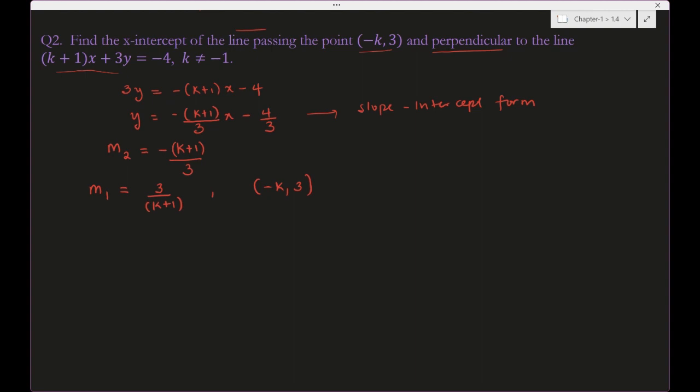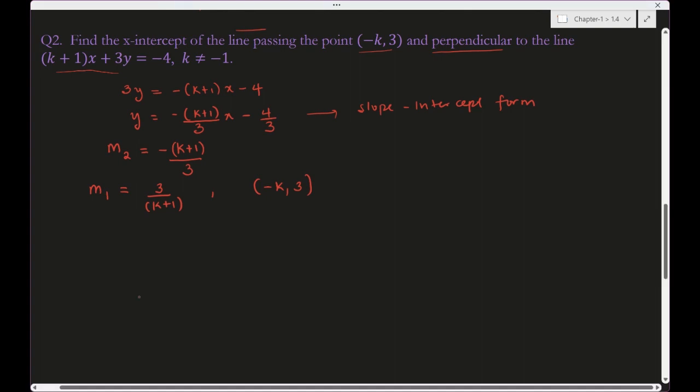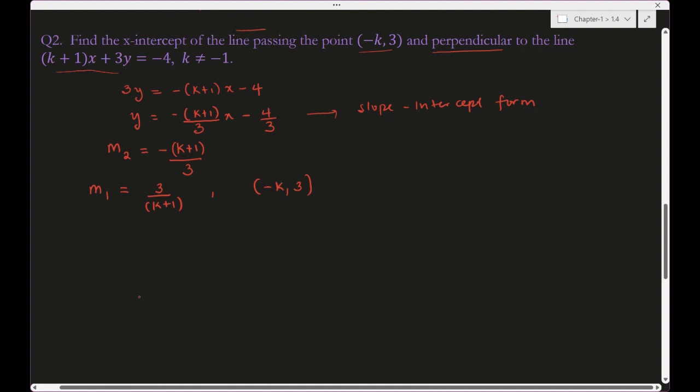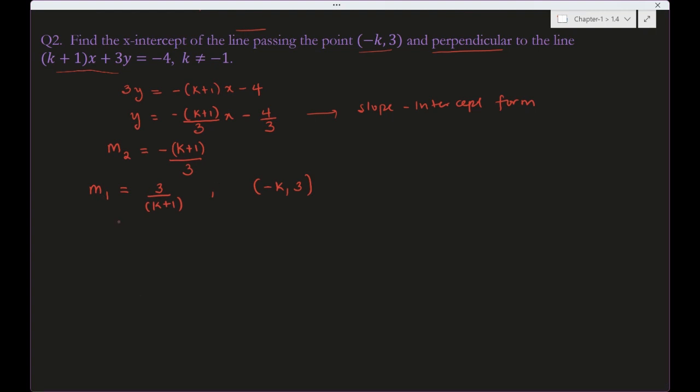So we will use this information to find what? We'll use this information to find the equation of this line, because we don't have the equation of line 1 yet. Okay, so how do we do that? We use what we call the point slope formula, because now we have a slope and we have a point. So we write y minus y1 is equal to m1 times x minus x1. This is the slope and this is the point. We can consider this as x1 and y1.